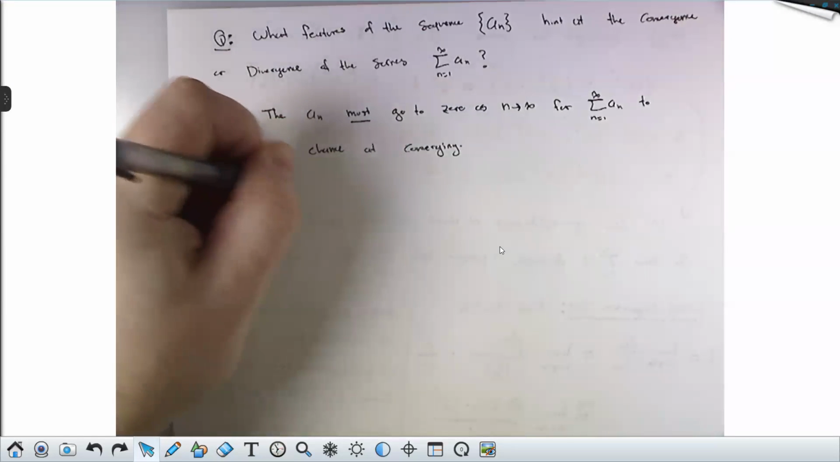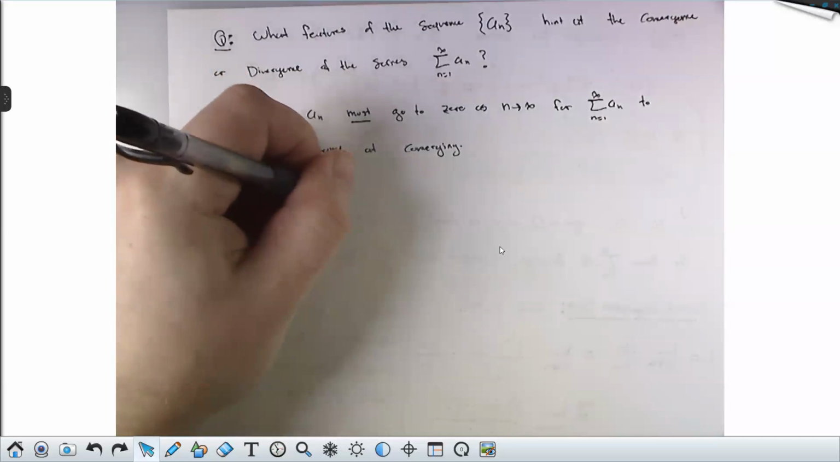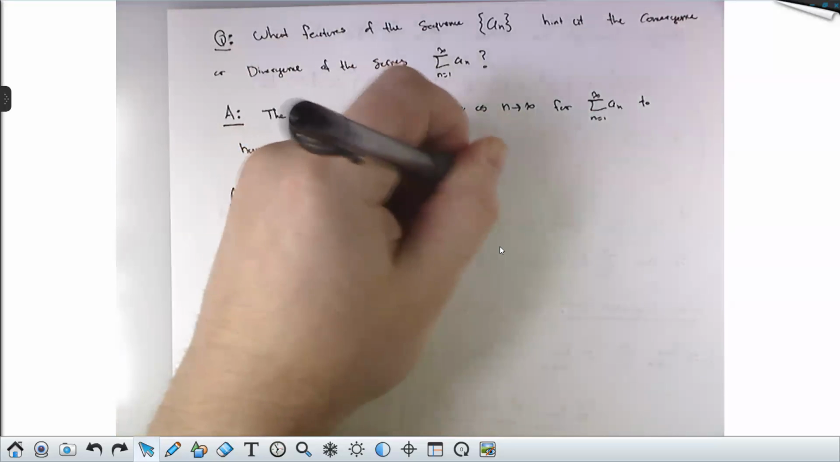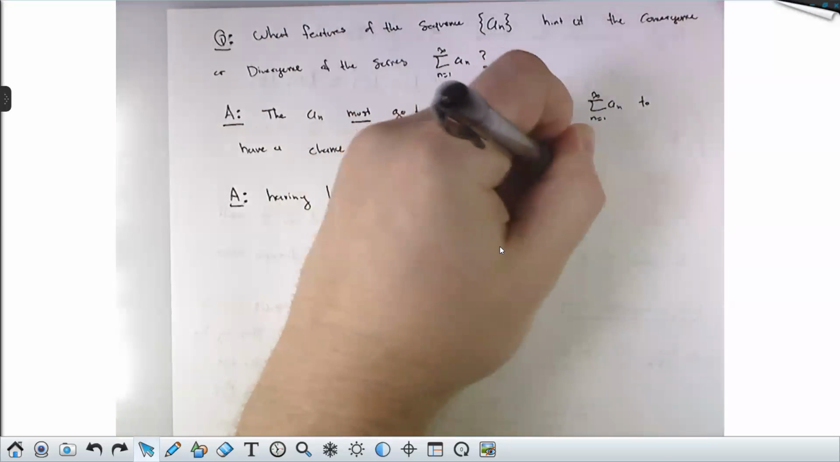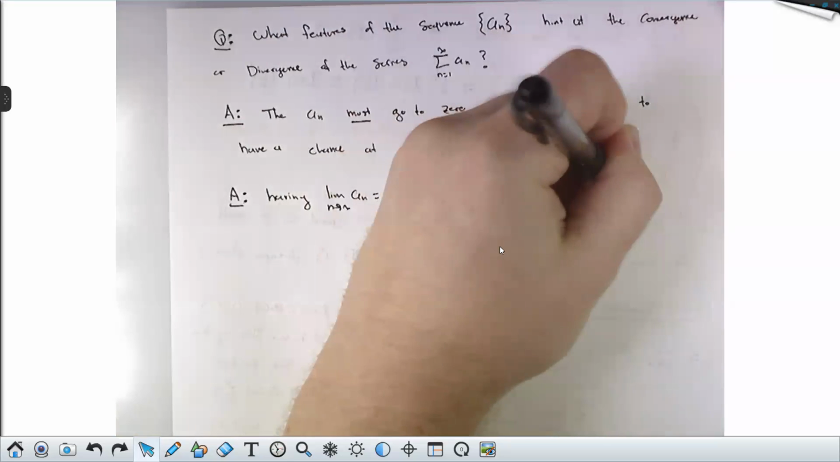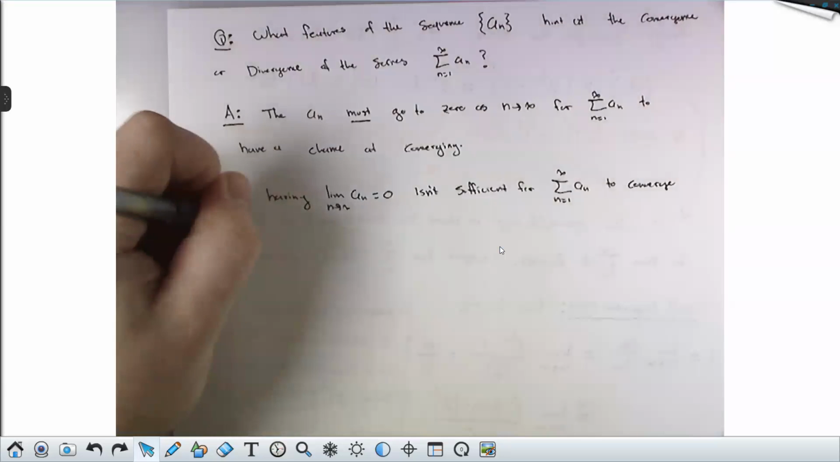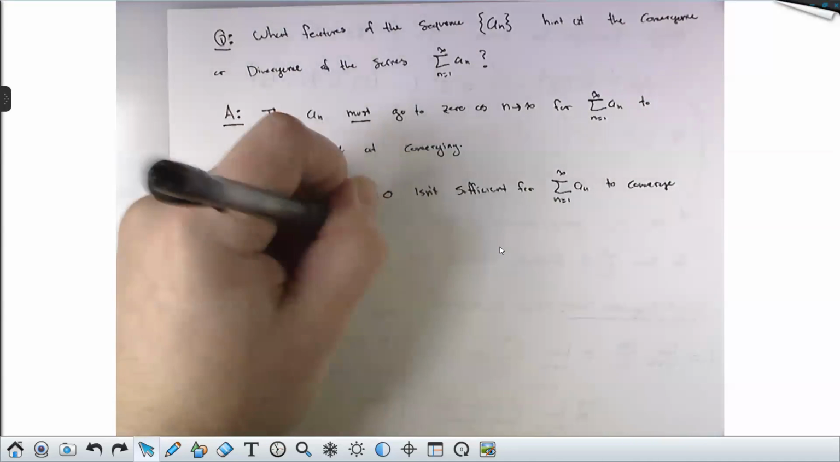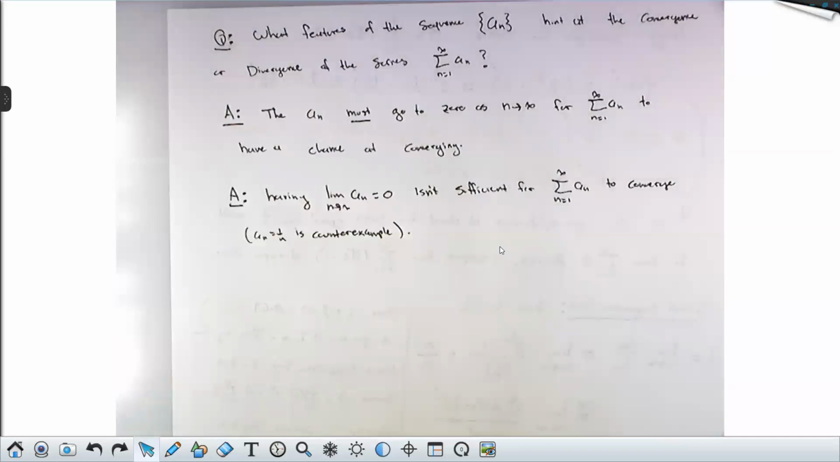But we know that going to 0 isn't enough. This isn't sufficient for the series sigma n from 1 to infinity of a_n to converge. Think about 1 over n. This is a counterexample. So what is it that 1 over n doesn't do that 1 over n squared does do? Why does the series sigma 1 over n squared converge when the series sigma 1 over n diverges?